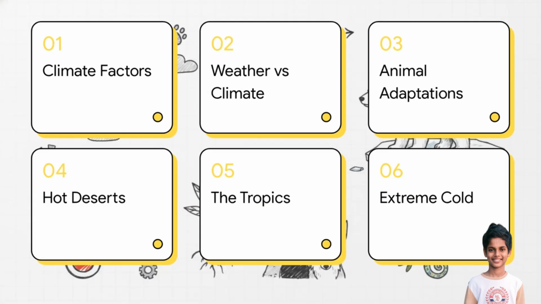Okay, quick look at today's lesson plan. We're covering 6 key modules. First, the factors deciding our climate. Second, weather versus climate. Third, an introduction to animal adaptations. Fourth, surviving the hot deserts. Fifth, thriving in the tropics. And finally, beating the extreme cold. Clear expectations, clear focus. Let's conquer this syllabus.